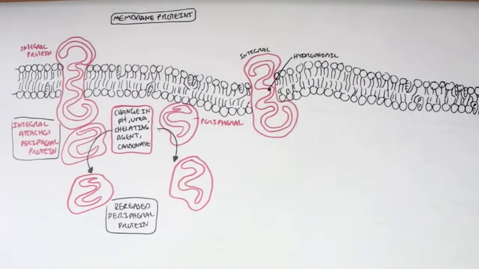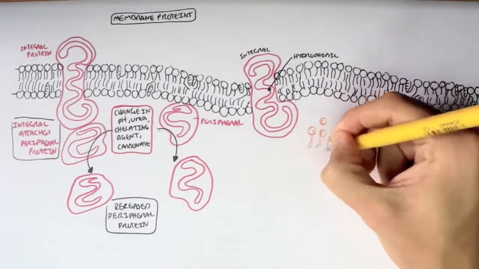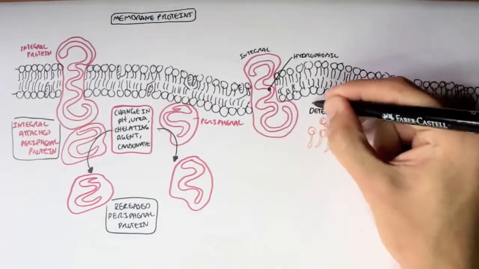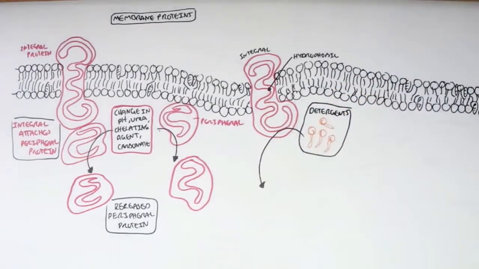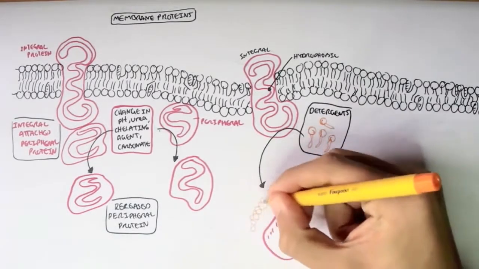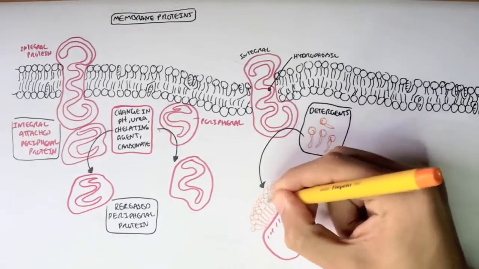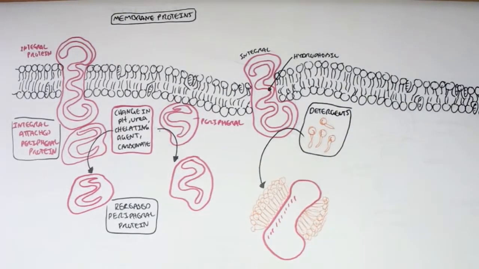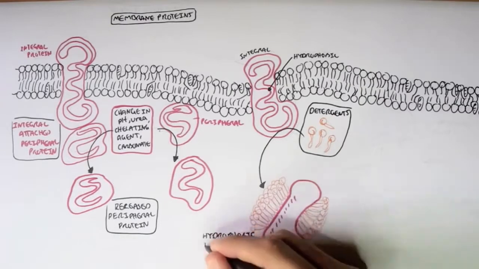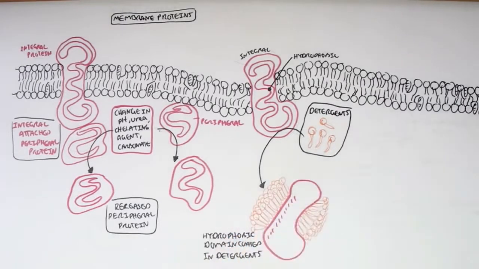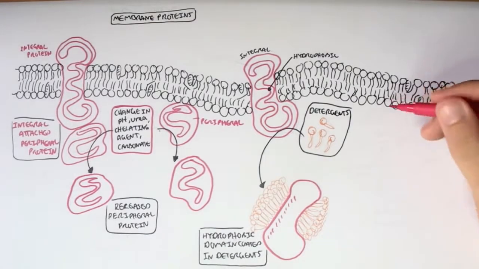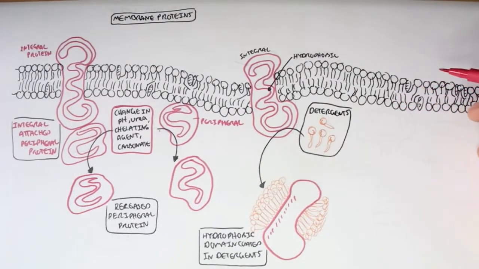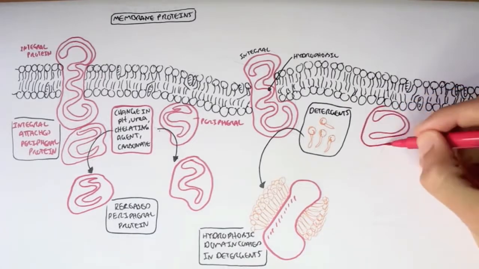Integral proteins are much more stable because they span the whole membrane, and the hydrophobic region, as shown here, is embedded within the bilayer. So what actually allows integral proteins to be released from the lipid membrane? Well, actually, detergents can do this. What detergents do is that they bind to this hydrophobic domain, which usually is within the bilayer, and it basically surrounds the hydrophobic domain, and this allows the integral proteins to be released from the lipid bilayer.